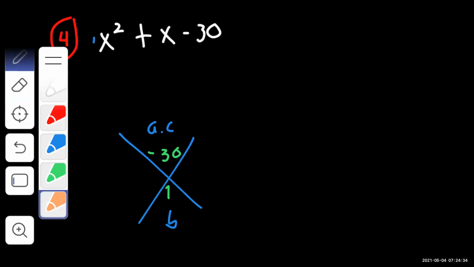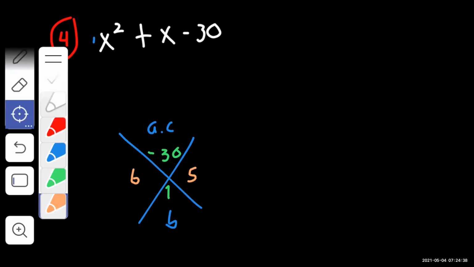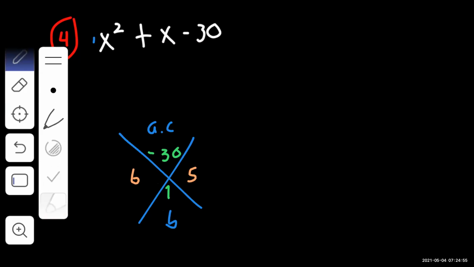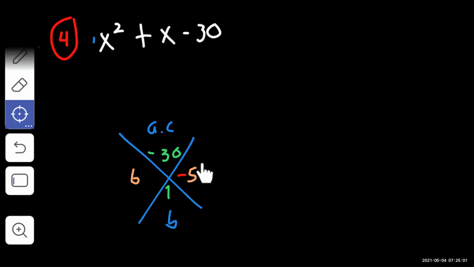6 times 5, I think, right? Yes, 6 and 5 make 30. Now I need a negative here, so one of them must be negative, and the result has to be positive 1. 6 plus 5 is 11, but how can I get positive 1? Negative 5. Positive 6 minus 5 is positive 1.